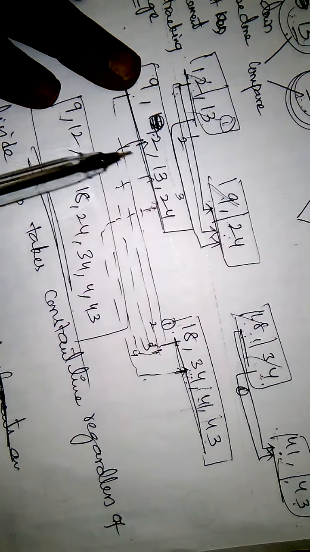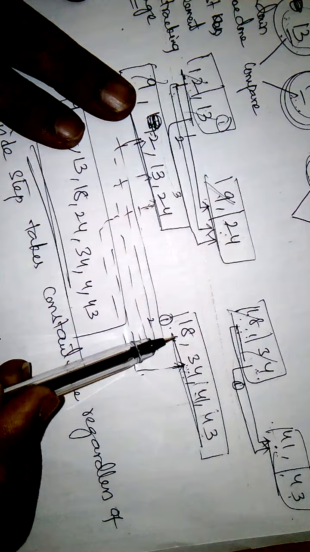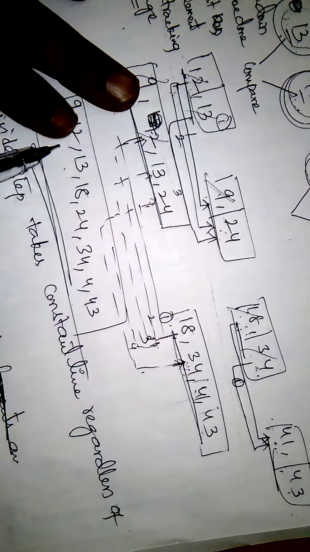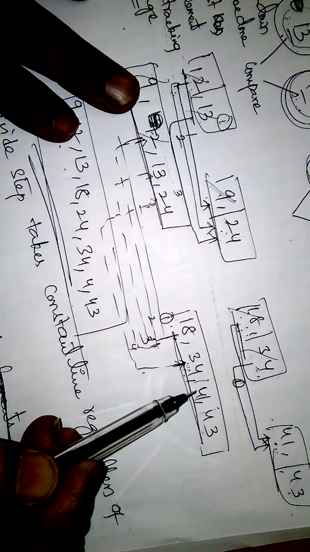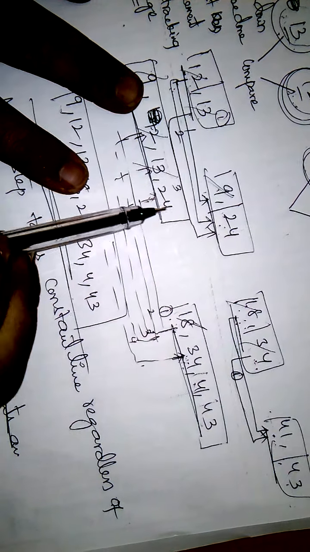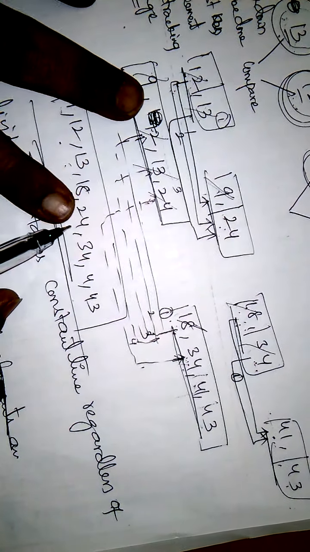Okay. Now you compare, finish 9. 12 with 18. Okay, 12 is smaller. Put in the list. Now you compare 13 with 41. 13 is smaller. Put in the list. Compare 24 with 18. 18 is smaller. Put in the list. Compare 24 with 34. 24 is smaller. Put in the list.